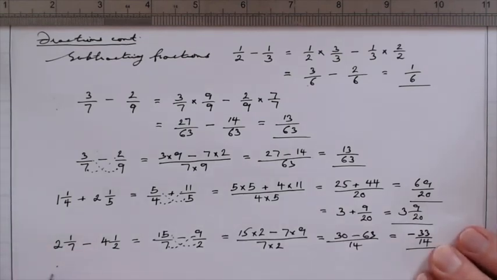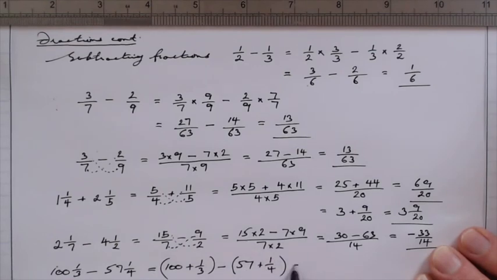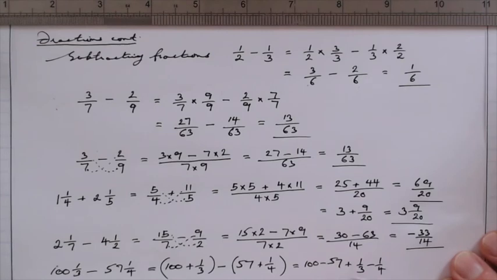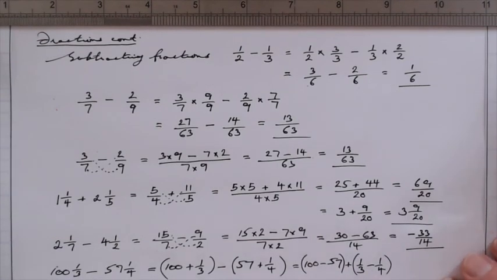As a final example, if we had, say, something large like 100 and a third, take away 57 and a quarter, it's more sensible here to just remember that a mixed number literally means 100 plus 1/3. And let me put that all in brackets. Take away 57 plus, because this mixed number means 57 plus a quarter. And to separate this into two different sums, I have 100 take away 57, and then I have a third take away a quarter. And you see, really, I have two separate takeaway sums going on here.